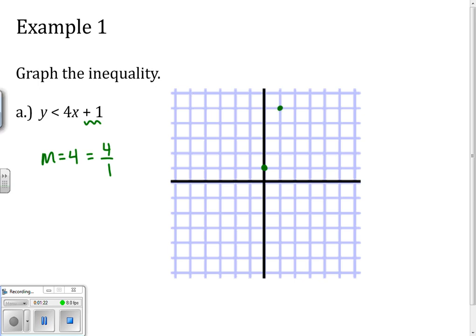When I draw on the line, be really careful. This is going to be a dashed line because it's a less than, and not a less than or equal to. This line will be dashed. For the shading, again, because it's a less than, I'm going to put my finger on the y-intercept and shade down. So I end up shading this entire area. This is called a half plane. The boundary line that you make creates planes, and this is a half plane that you're shading. So when it's less than, put your finger on the y-intercept and shade down.